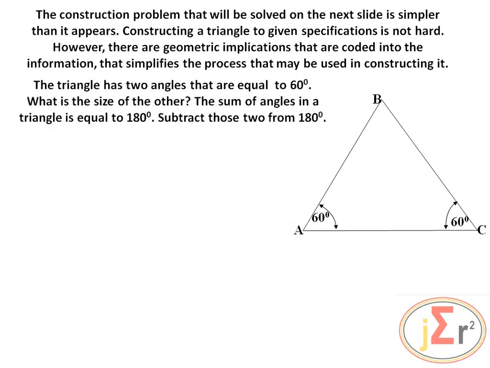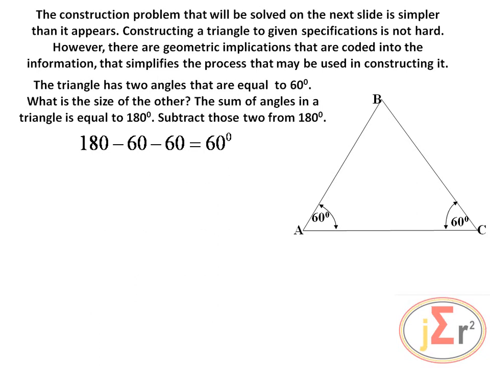The triangle has two angles that are equal to 60 degrees. What is the size of the other? We have a triangle with two angles that are equal to 60 degrees. What is the size of the other? The sum of angles in a triangle is equal to 180 degrees. Subtract those two from 180 degrees and we get 60 degrees. We did not need to go through all of this process.